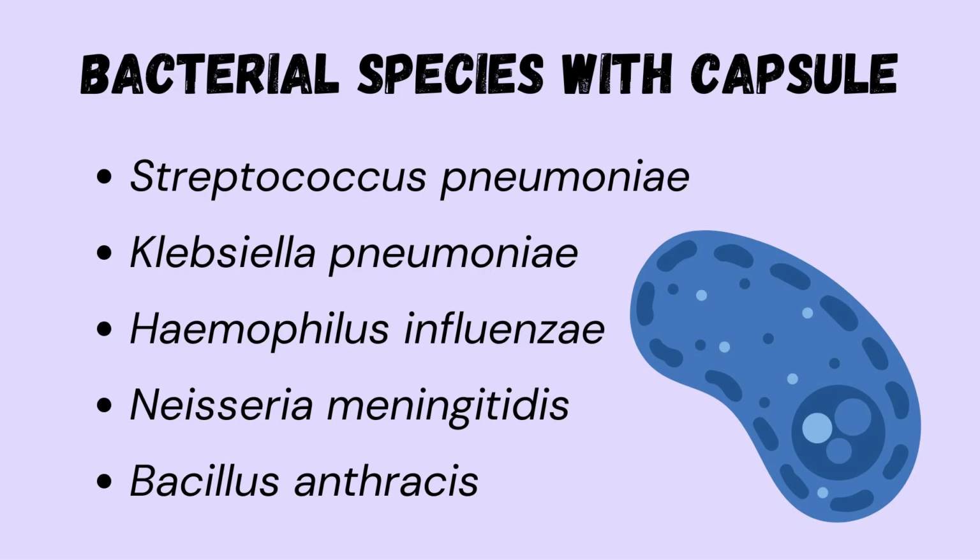Examples of bacterial species with capsule include Streptococcus pneumoniae, Klebsiella pneumoniae, Haemophilus influenzae, Neisseria meningitidis, Bacillus anthracis. So this is all about capsule staining.